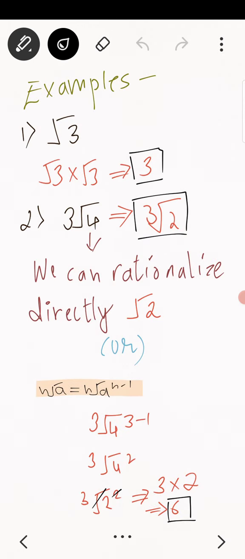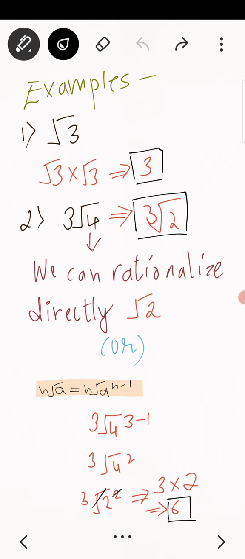Now we will see the examples, which will be more interesting to us. Root 3 into root 3 is nothing but 3, as you know, this is a simple example. And the cube root of 4 can be expressed so that it can be rationalized directly, which is cube root of 2. Or else by using the RF table also we can do this question. So we get 6 as the answer. Now here I wrote the property which we use here.